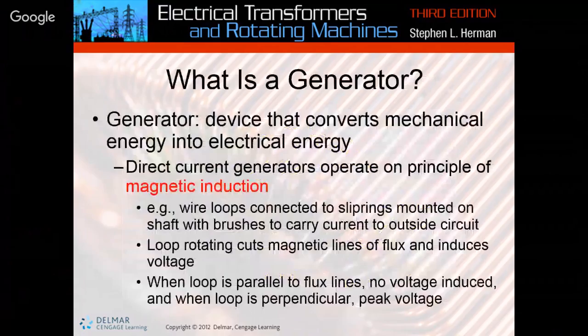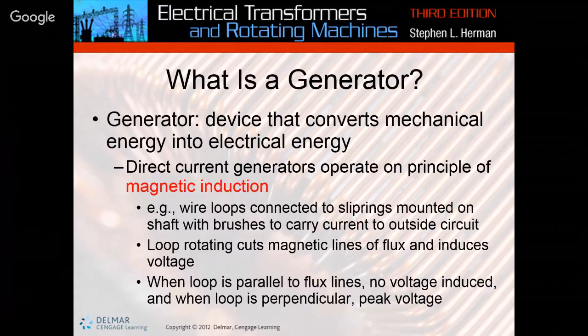All right. So what is a generator? A generator is a device that converts mechanical energy into electrical energy. Okay? All right. Direct current generators operate on the principle of magnetic induction. Anybody remember what that is? Oh man, we just talked about it a week ago, 2 weeks ago. I'll tell you. We'll talk about it next.